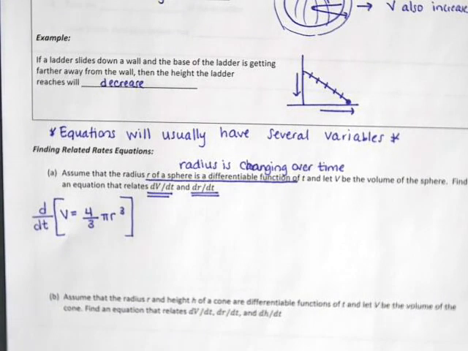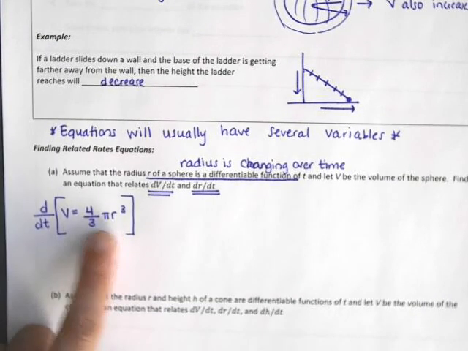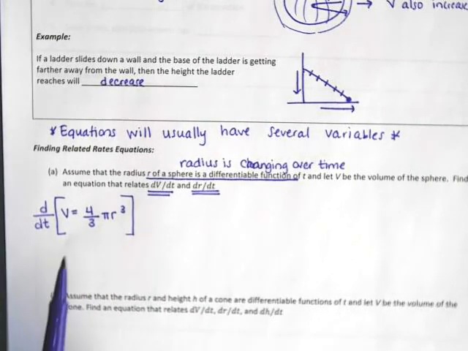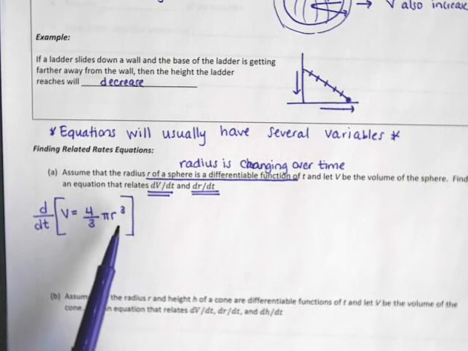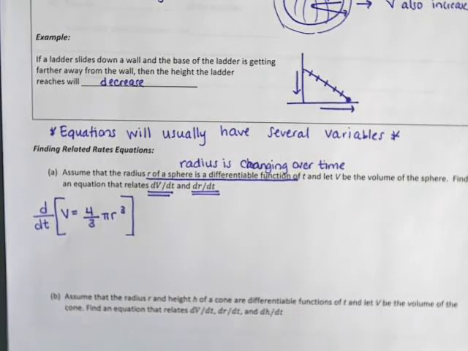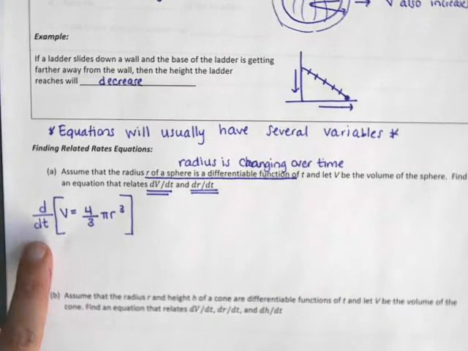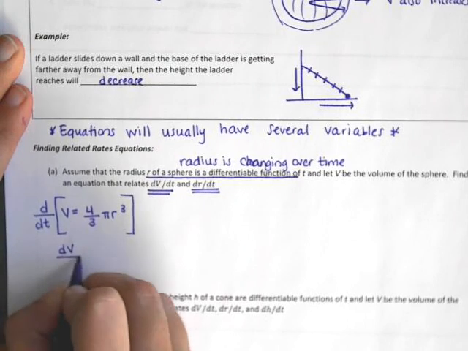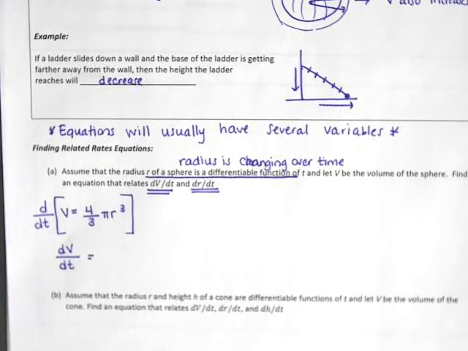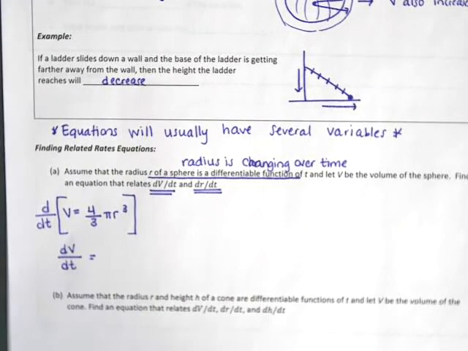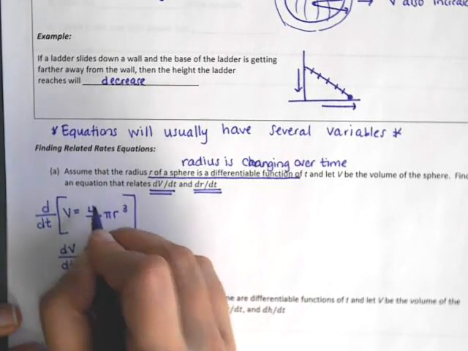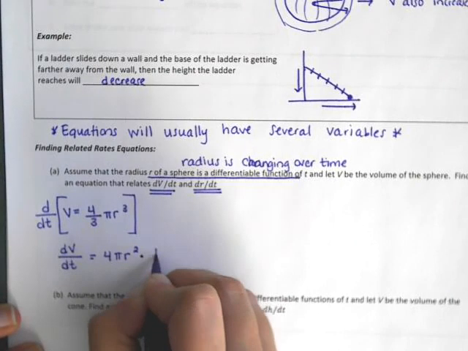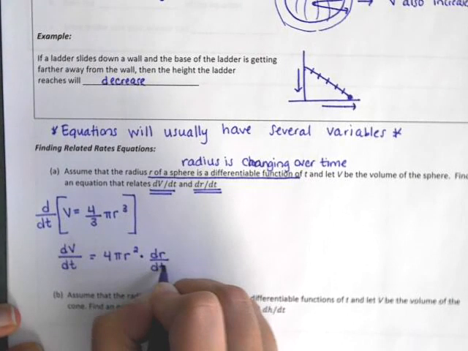So we're going to take the derivative of this formula with respect to time. Now in the past, when we've taken derivative of a formula like this, we've written dV/dr. dV/dr means that the volume is changing with relationship to the radius, but this time it's not. This time the volume is changing with respect to time. So we would write dV/dt, the volume is changing over time, and then when we take the derivative, we would drop the 3, so we would get 4 pi r squared times dr/dt.